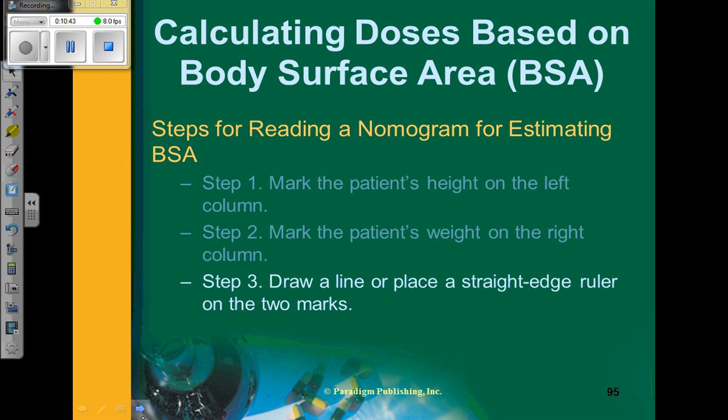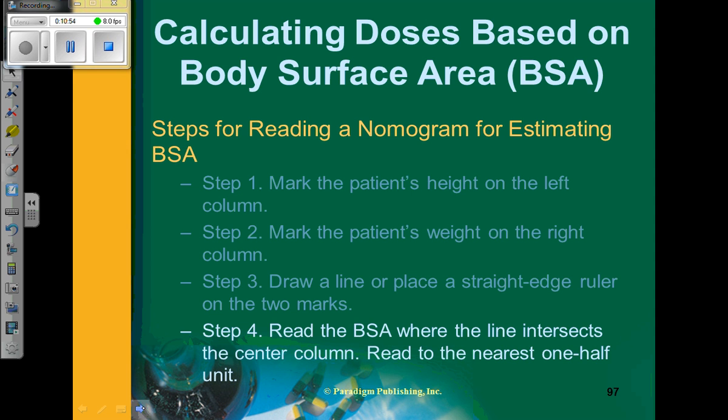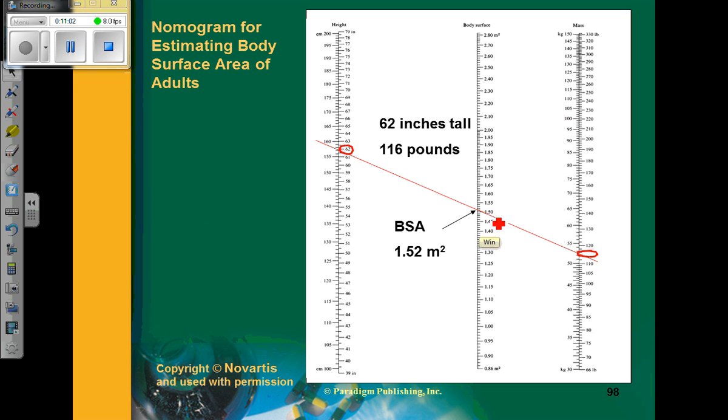So step 3, draw a line or place a straight edge ruler on the 2 marks. Then you just draw a line. Where it meets in the middle, you'll want to read the BSA where the lines intersect the center column and read to the nearest 1/2 unit. So in this case, the BSA is 1.52 meters square.